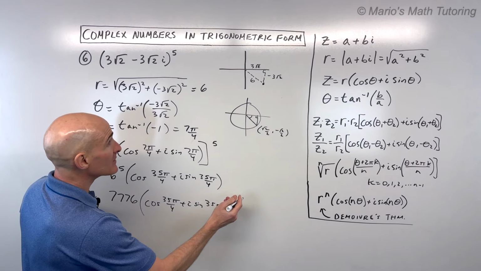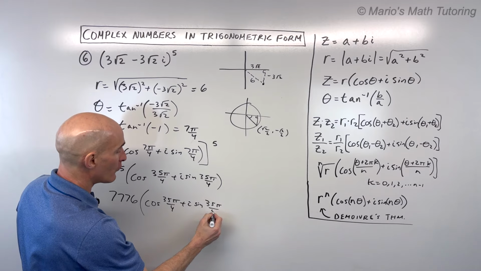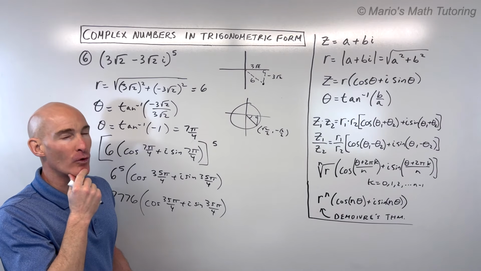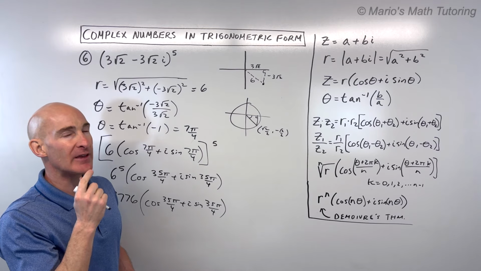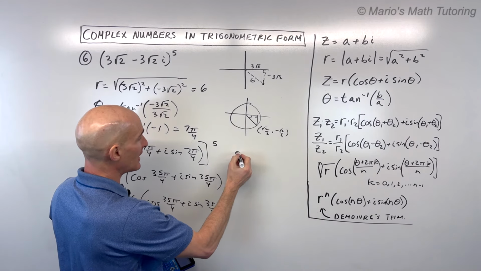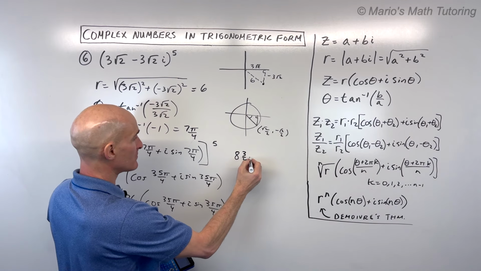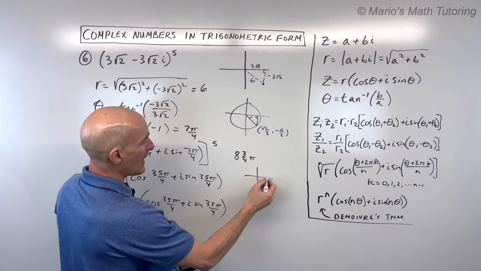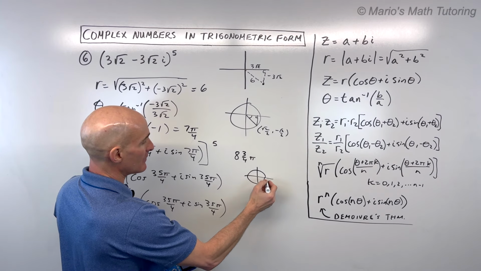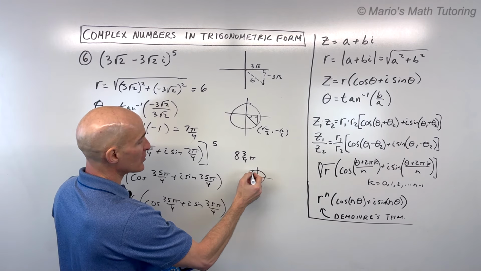But let's put it back into the standard form, this a plus bi form, by figuring out what cosine of 35 pi over 4 is. Now 4 goes into 35 8 times with 3 left over. So we're really looking at 8 and 3/4 pi. So 8 pi would be, let's see, it's like 2 pi, 4 pi, 6 pi, 8 pi, 3/4 of pi would put us right here.